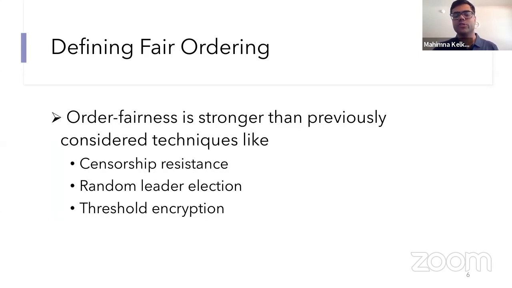From a purely definitional standpoint, order fairness is strictly stronger than previously considered notions like censorship resistance, or using a random leader election, or using threshold encryption to hide the transaction contents before they're ordered.